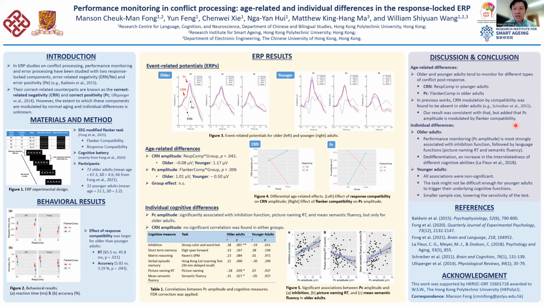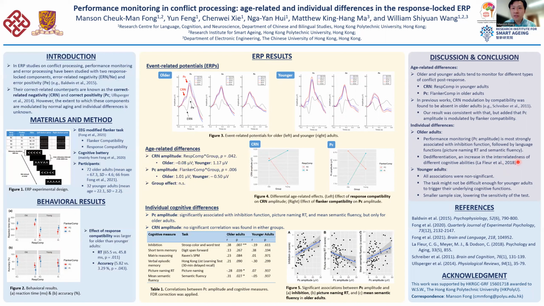And then regarding the individual differences, in older adults, performance monitoring is most strongly associated with inhibition function followed by language functions like picture naming RT and semantic fluency. The presence of these widespread correlations is consistent with the cognitive differentiation hypothesis, which suggests an increase in interrelatedness of different cognitive abilities in old age.